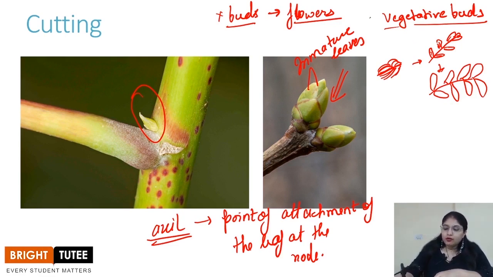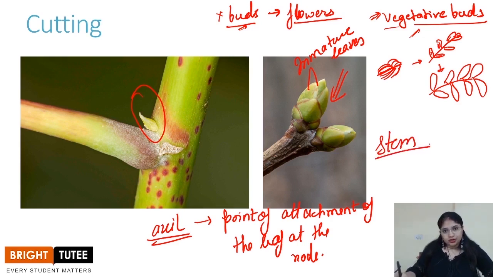Now this bud is also capable of producing a new plant, right. So that is why it is a very important bud, and we need to understand the difference between the two. One is the reproductive bud that gives rise to the flowers, and the other is the vegetative bud which gives rise to stem and leaves. This was all about cutting, as to how we are using stem for reproduction.